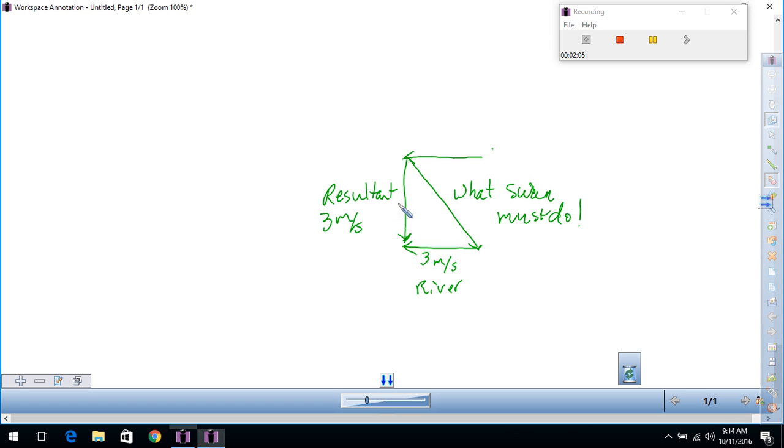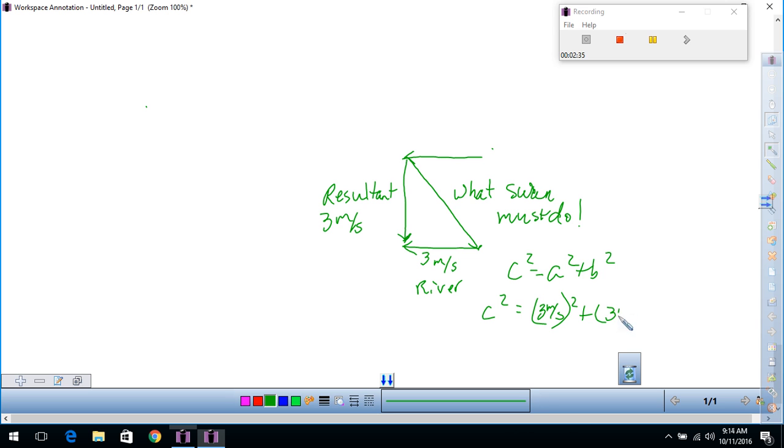So this is my resultant, and this is my hypotenuse. That's what I'm looking for. So I'm going to say c squared equals a squared plus b squared. So c squared is equal to 3 squared plus 3 squared. So c is the square root of 18. And when you do that, you get the 4.2 meters per second that they're asking you to find. This angle, if this is 3 and this is 3, has to be a 45-degree angle. If this is 270, then this is 315 over here.